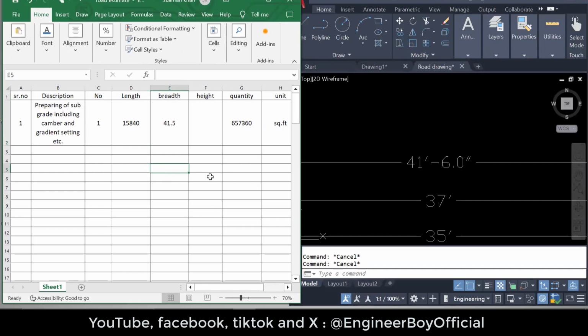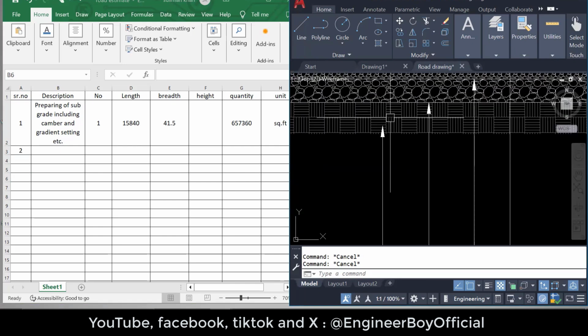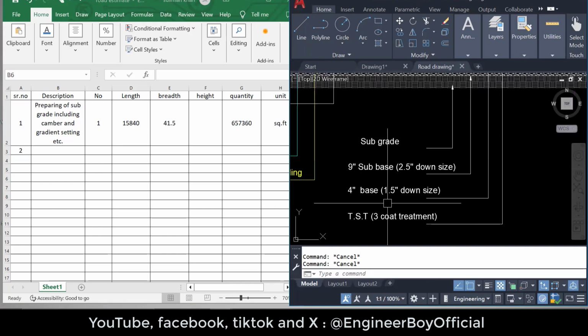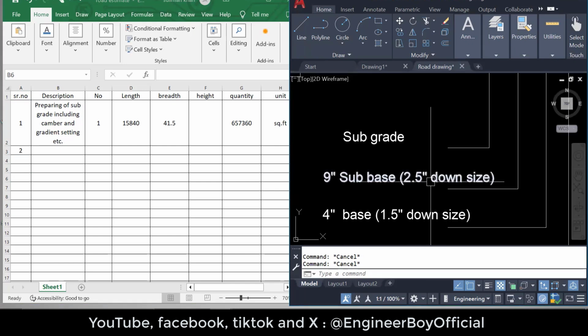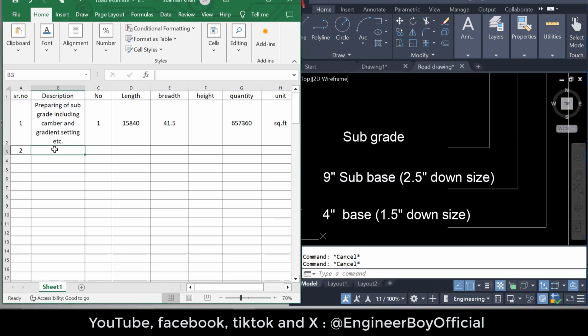So we have done the preparation of subgrade. Now next, number 2, we have actually the subbase material. You can see it is just known over here. This is subgrade, and above subgrade, we have actually subbase. And that is, if you see, 9 inches and 2.5 inches down size. It means this is just the size of aggregate. So let's just say maybe providing subbase material, and this should be according to the given specifications.